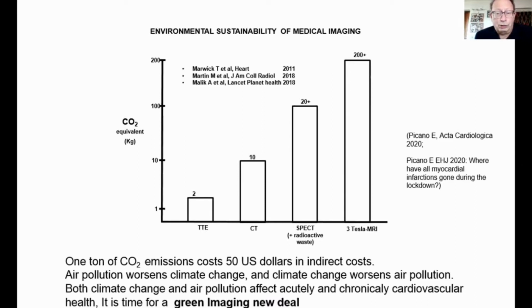Why should this be important? Because it is important in all aspects of economic and societal life. When we buy a car or when we travel, it is important what is the environmental impact of what we do. This should be especially important for cardiologists, since climate change worsens air pollution, air pollution worsens climate change, and both acutely and chronically affect cardiovascular health. It is time now for a green heart imaging new deal, and we have to know, to be aware, and to minimize the acts that we perform in the cardiac imaging lab.